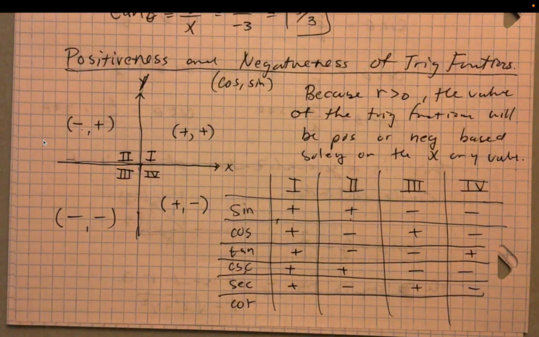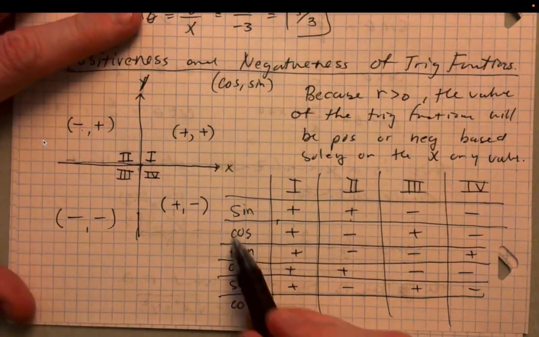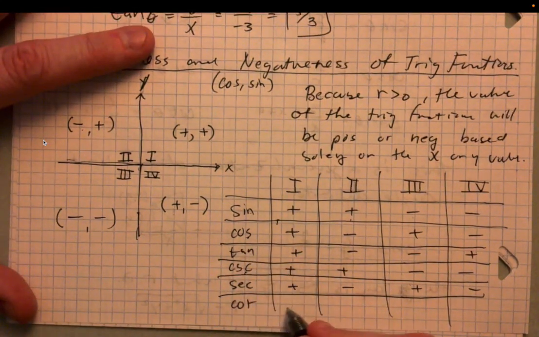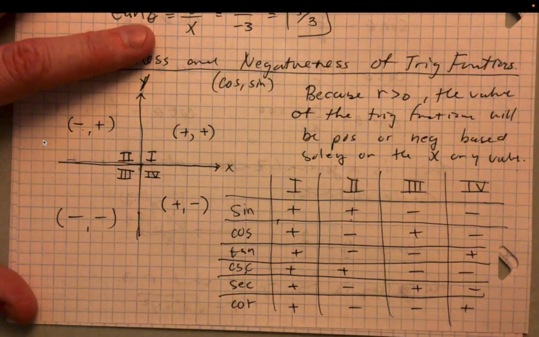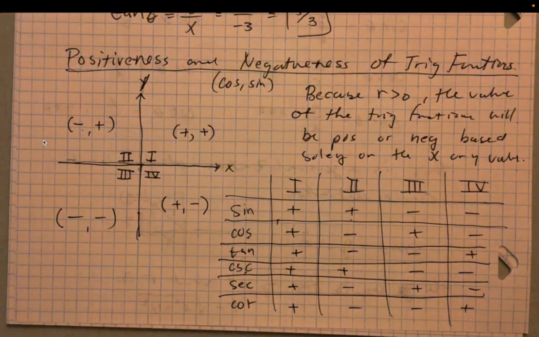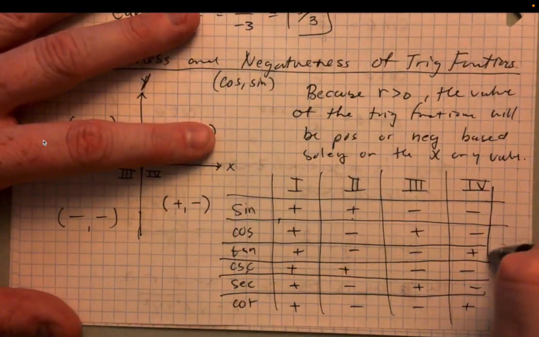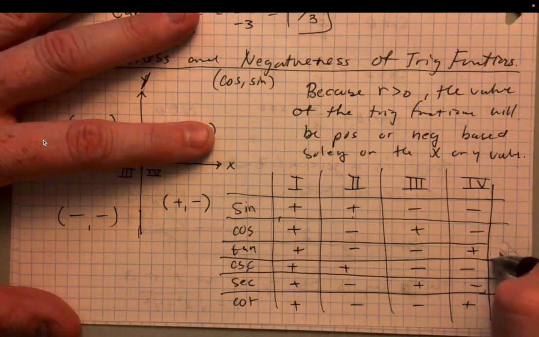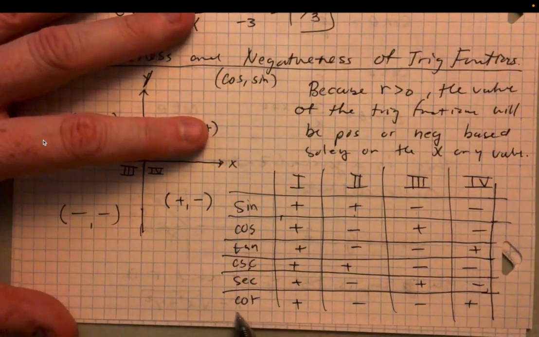The cotangent is going to be exactly the same. It's just the reciprocal of the tangent. So you'll have positive, negative, negative, positive. Now, I don't expect people will necessarily rely on this table, but it's just something to point out, right?